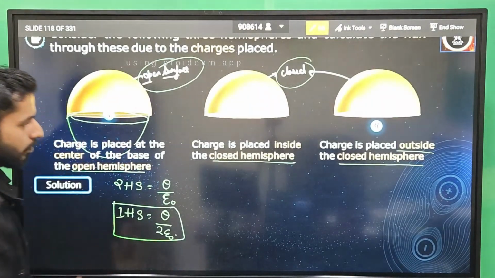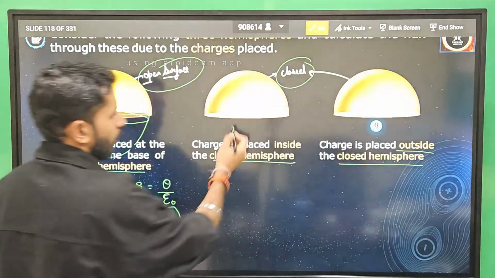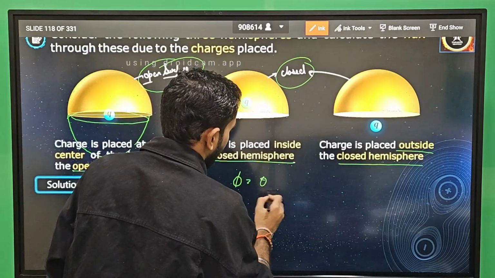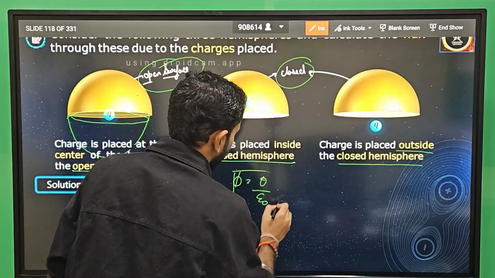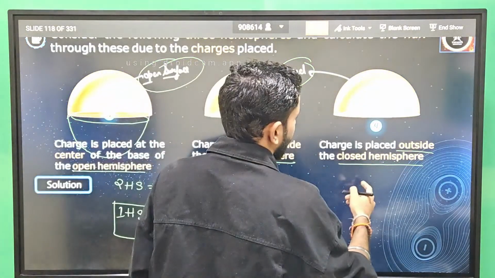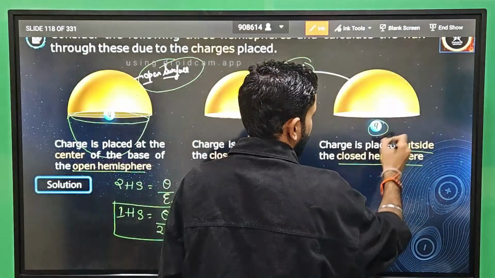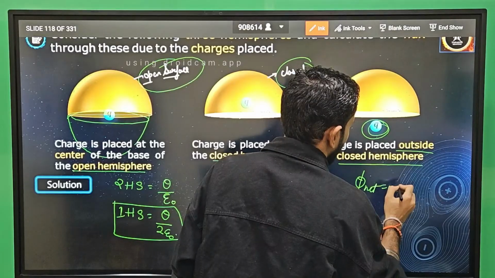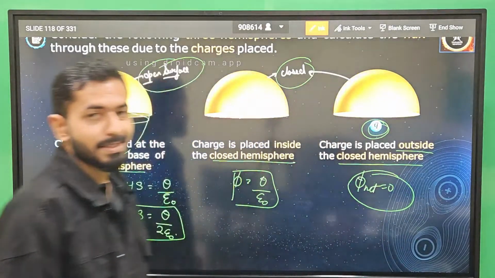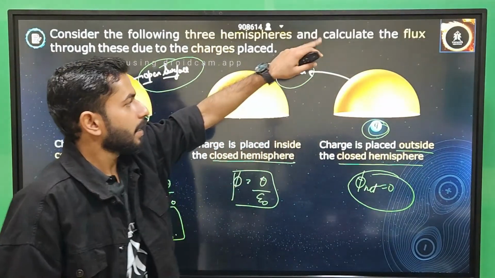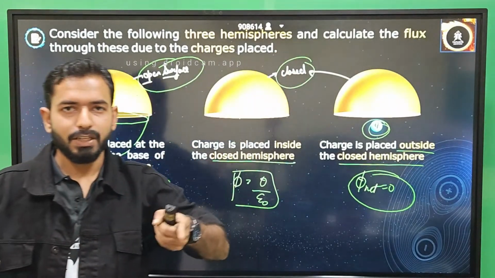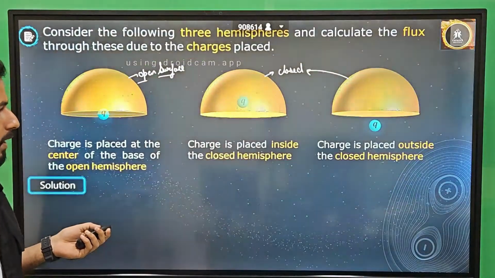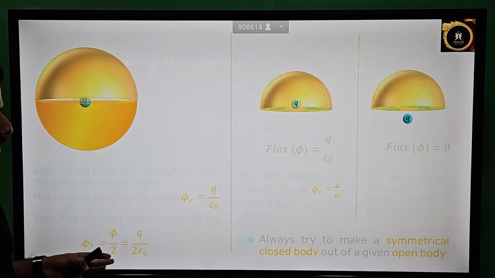This way we write flux. Second case, it is already closed. That means there is no problem. If this is a closed surface, simply what will you write? Q divided by epsilon naught. No problem. Here what will you write? It is a closed surface, but the charge is not present inside the surface. That means net flux you will write is equal to 0. It will be equal to 0 because it is mandatory for the charge to be present inside the closed surface. Even if it is closed or open, doesn't matter. It is mandatory to be present inside.